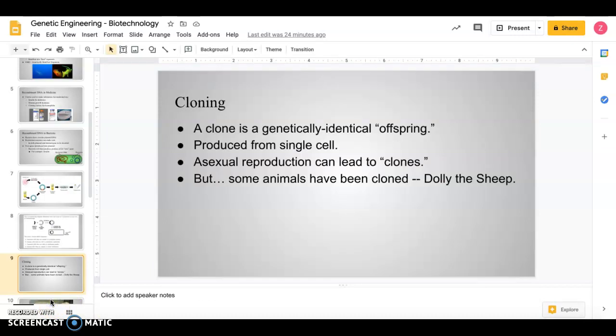Now let's move on to cloning. I'm sure we've all heard about this. A clone is just a genetically identical offspring produced from a single cell. So asexual reproduction can lead to clones, but some animals who rely on sexual reproduction have been cloned. An example of this is Dolly the sheep.